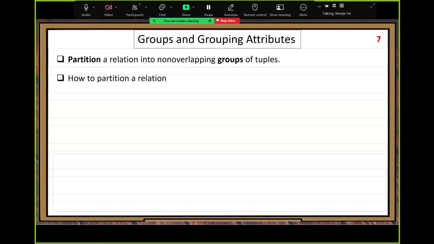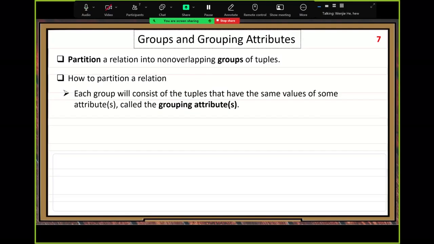How to partition a relation? Each group will consist of the tuples that have the same values of some attributes. You can use a single attribute to define groups, or you can use multiple attributes to define groups. These are called grouping attributes. So that's the simple way.